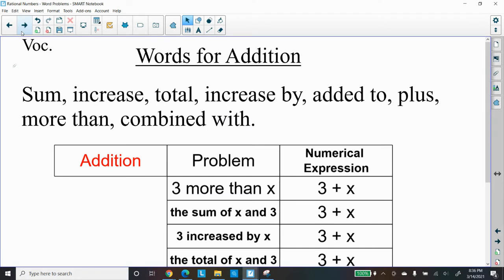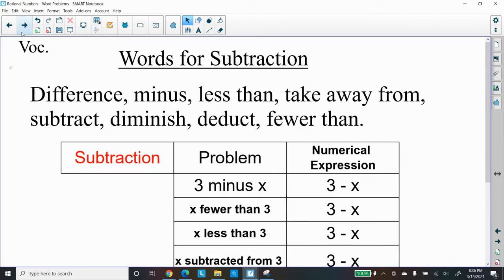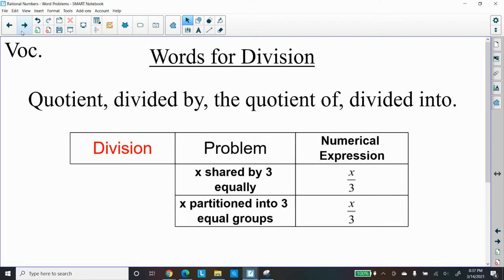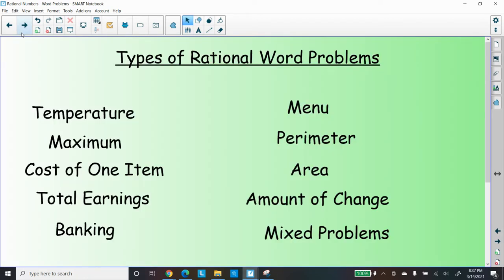You'll see words for addition, plenty of them, what they look like in numerical expression and problems. You'll see words also for subtraction. You'll see words for multiplication, as well as words for division. So these are typical in our word problems. I want to go over just a different type of rational word problem, so I'd like to make a playlist out of this and put it all together for you. So we'll start with temperature and try to see how far we can go.